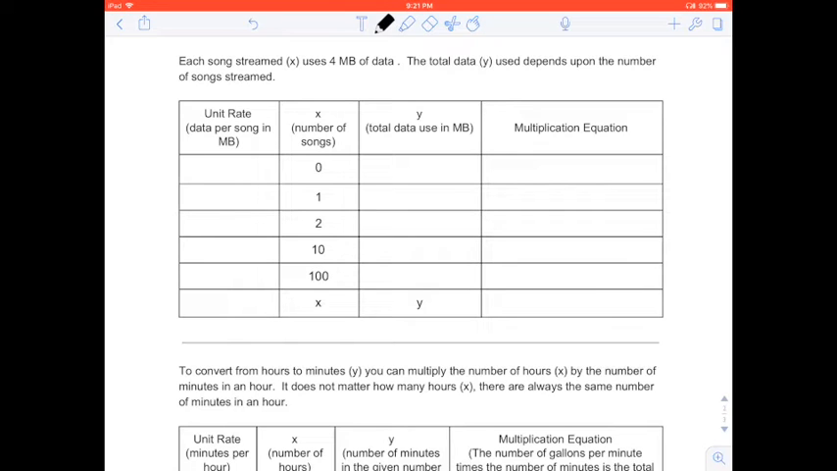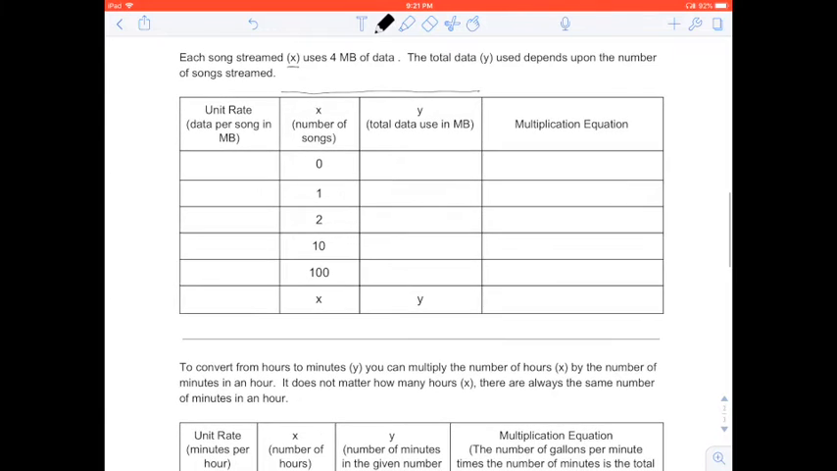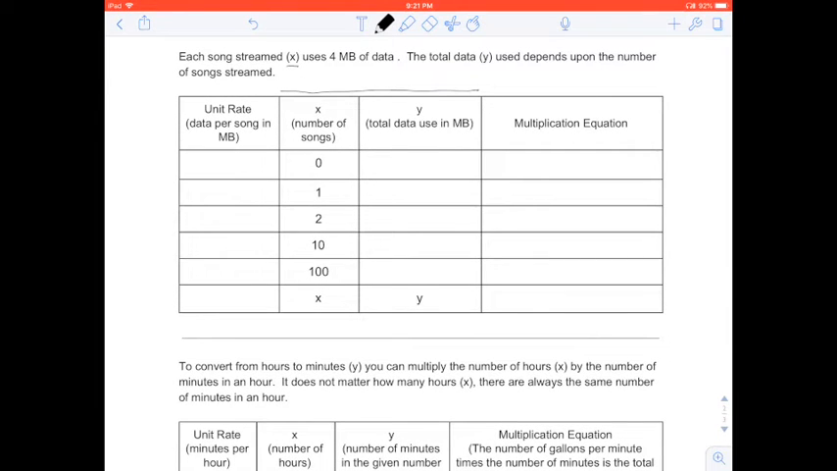Onto the other side of the worksheet. Each song streamed, which we're labeling as X, just like in our 2-column tables that we've been using, uses 4 megabytes of data. The total data Y used depends on the number of songs streamed.